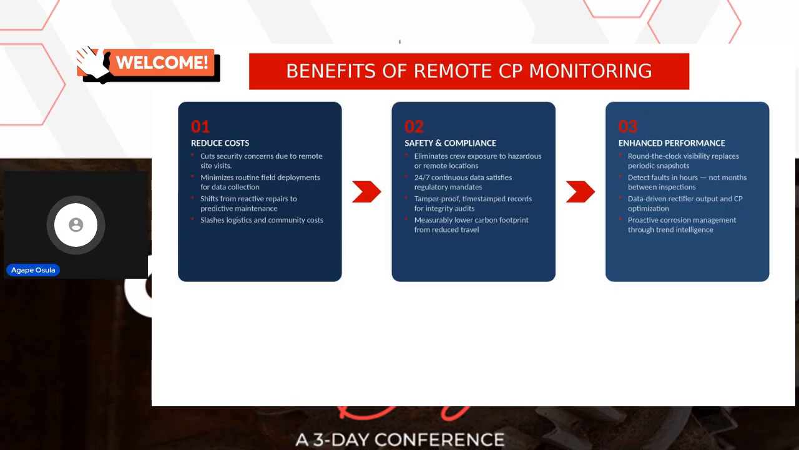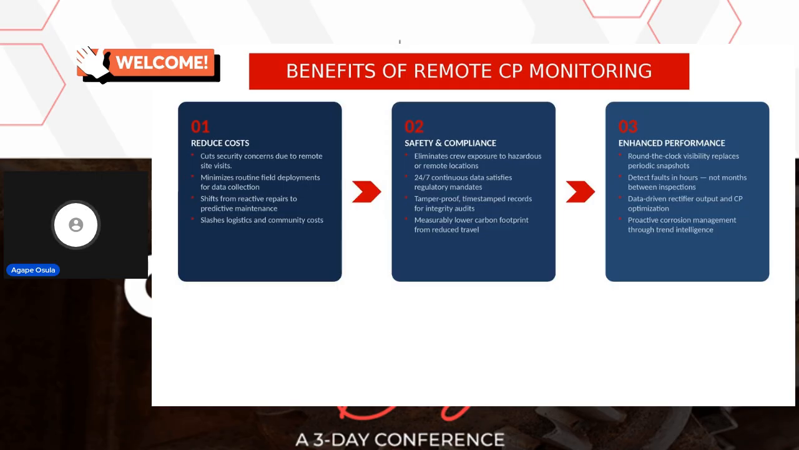Okay, so like we mentioned, the benefits of using this system is that, of course, it reduces costs, and it cuts your security concerns significantly. This is very important for places like West Africa and Nigeria, where you have a lot of security issues when you go for a right-of-way survey and CP inspection on the field. Of course, it minimizes field deployment and data collection. It shifts from reactive repairs to predictive maintenance. So this is very important.